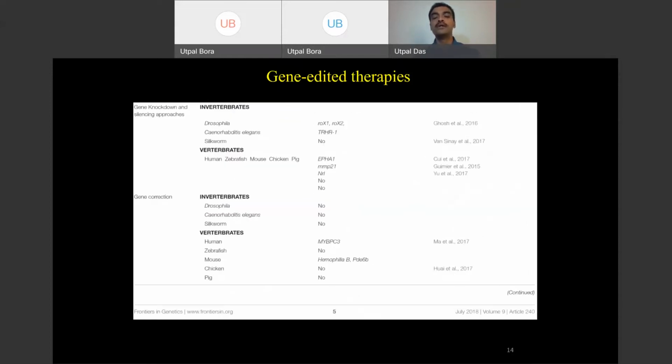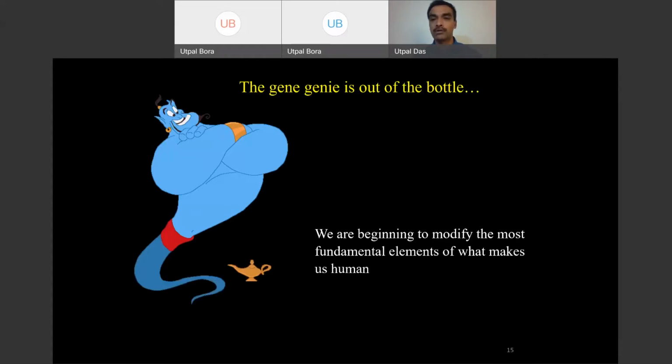So basically, our gene genie is out of the bottle. It's flying around and asking for more jobs, because one after another he is correcting the genes and he needs more and more genes, or more and more work, you can say. So what we are trying to do, this is just the beginning, to modify the most fundamental elements of what makes us human, right? We are going to play with genetic material. We are playing with chromosomes.